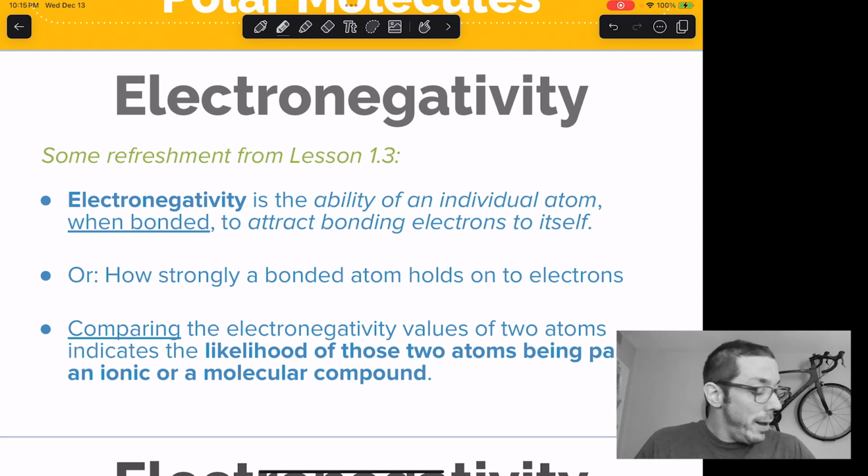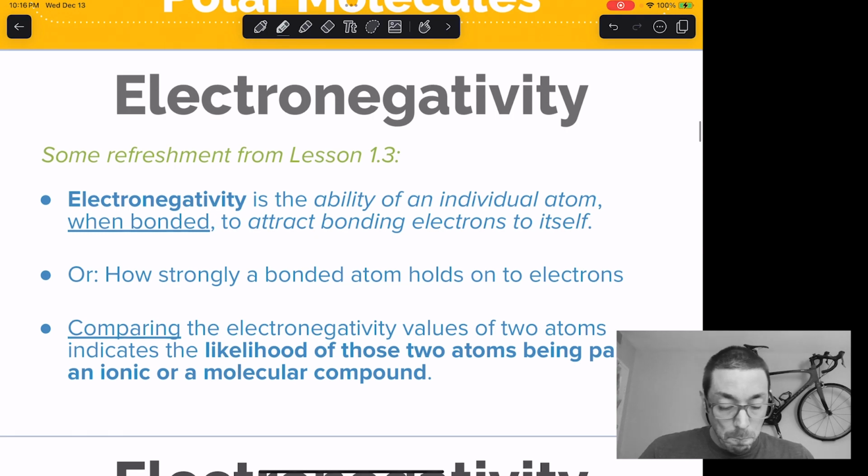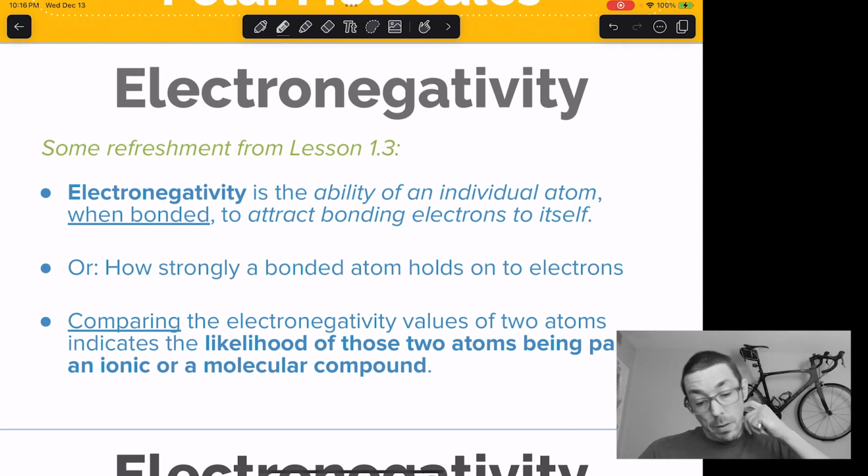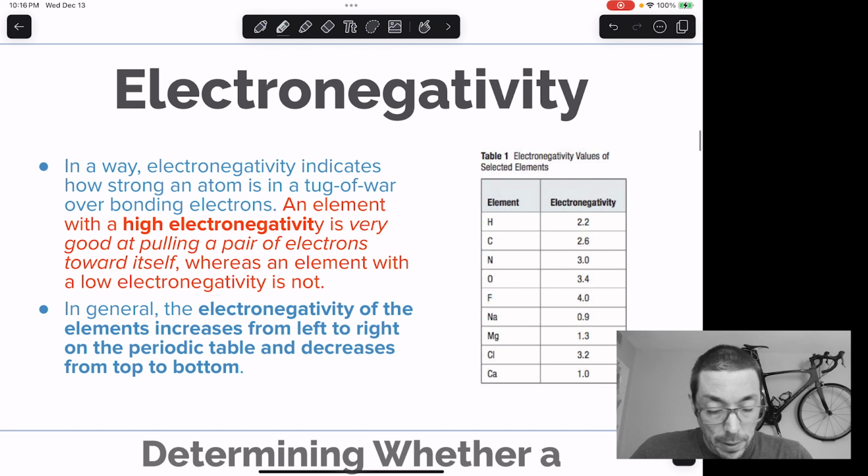So that difference in the pull of those shared electrons is going to affect the character of that bond. So we're able to look at the electronegativity values for, say, two different elements that are in a bond. We can read those off the periodic table. So let's look at an example here.